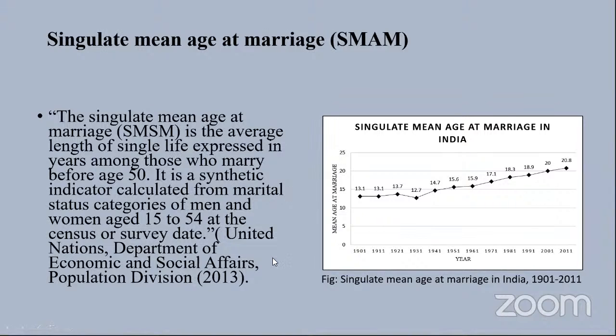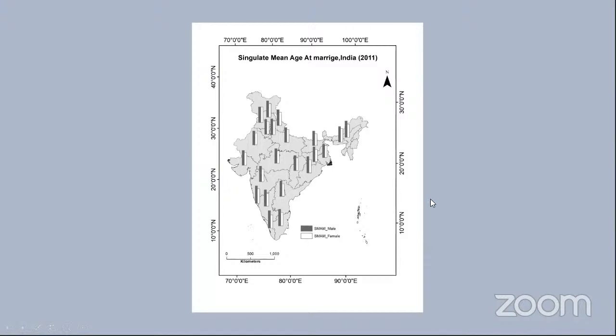The United Nations defined singulate mean age at marriage as the average length of single life expressed in years among those who marry before 50. So basically those people who come under the category of currently married, and their age is calculated, and on the basis of that the singulate mean age at marriage is found out. So this is the graph of singulate mean age at marriage from 1901 to 2001. This shows that there has been an increasing trajectory over the years. This is the singulate mean age at marriage, the difference of male and female in different states.